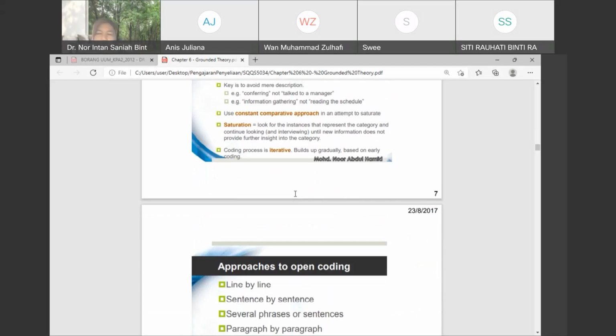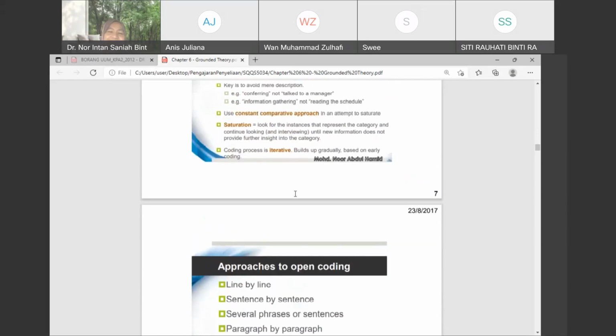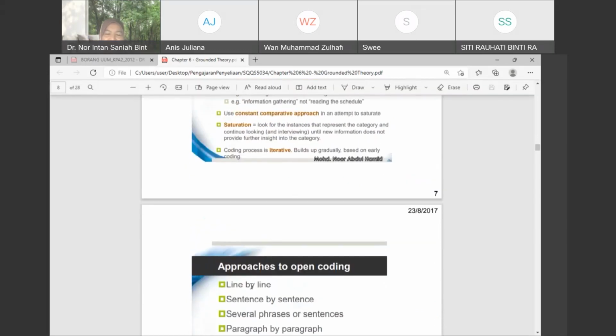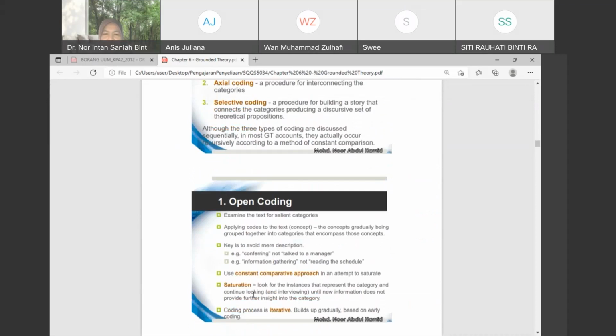Later I can give you exercises where you do it line by line, sentence by sentence, several phrases or sentences, or paragraph, or whole document. The whole document approach is for those who are already experts. Normally the best one is line by line, of course, maybe quite doable for starters like us.